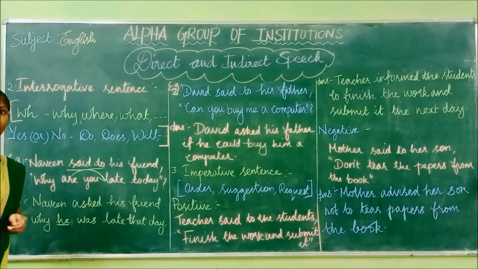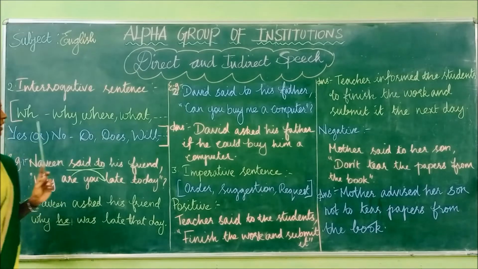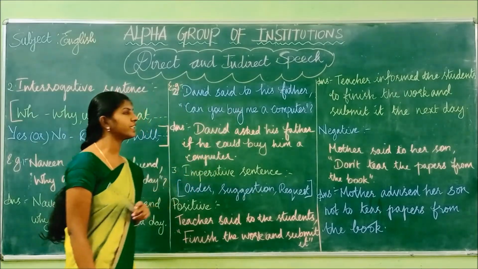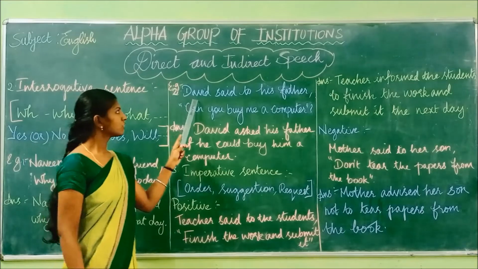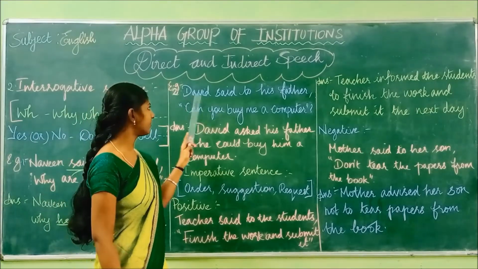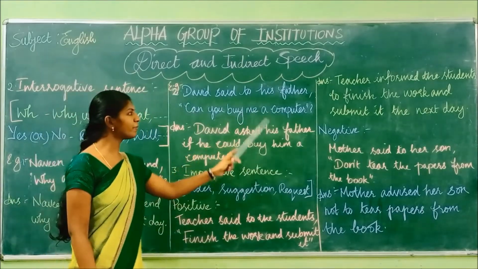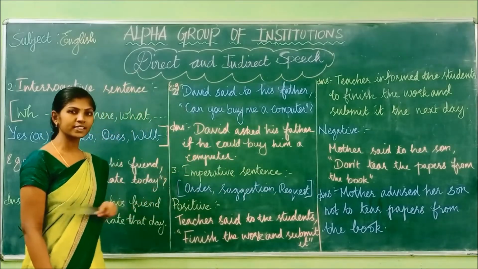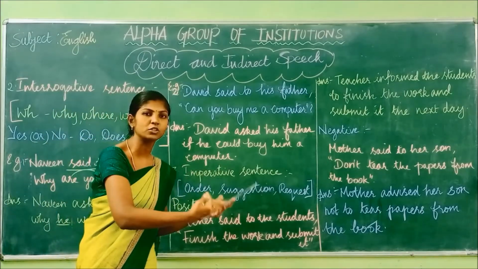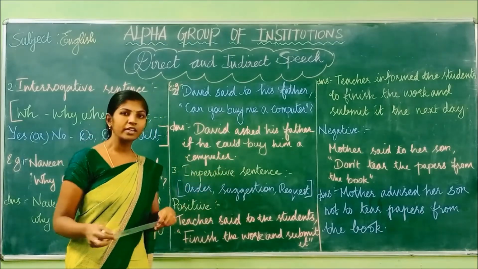Let's see one more example which starts from yes or no questions. Okay, so here David said to his father. What's given in the first sentence? Who is saying to whom? David is saying to his father. David said to his father, can you buy me a computer? What's he asking? He's asking his father for a computer. So he's asking his father to buy him a computer. Can you buy me a computer?